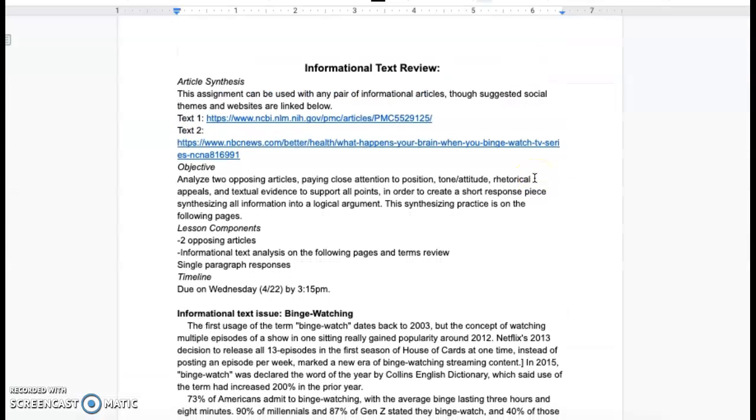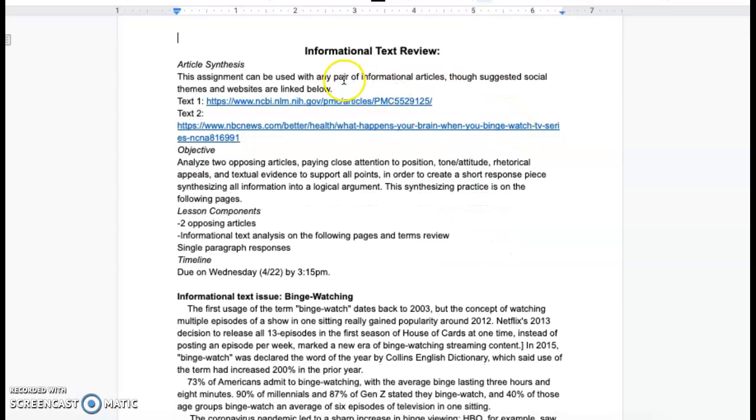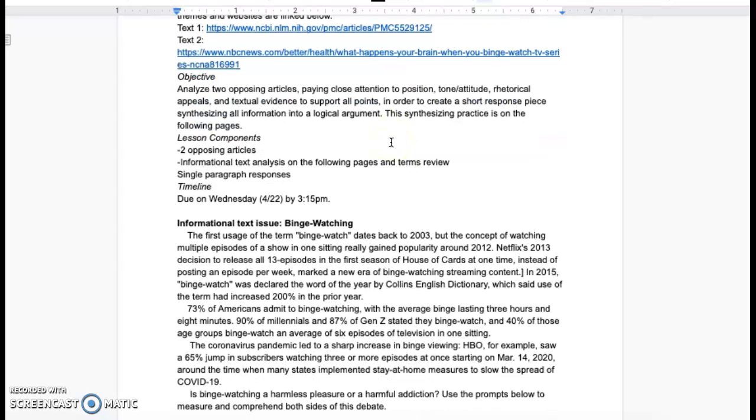It'll be called Informational Synthesis and Rhetorical Review number 1, right? You'll have 1 and 2. Article synthesis, so you'll be given 2 texts that will be talking about a certain topic. That could be certainly divisive, but basically there's a pro and con to this. All right, so you are given links to 2 articles. You'll synthesize the 2 opposing articles, looking at tone and attitude, rhetorical appeals, right? Kind of like I talked about in the lecture, textual evidence, support.